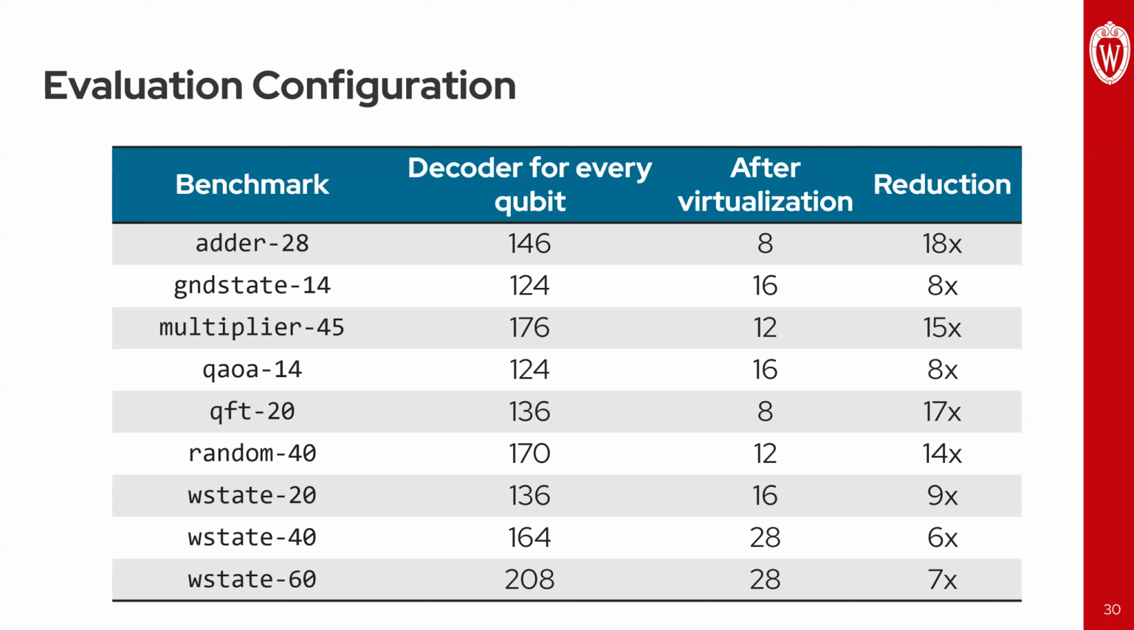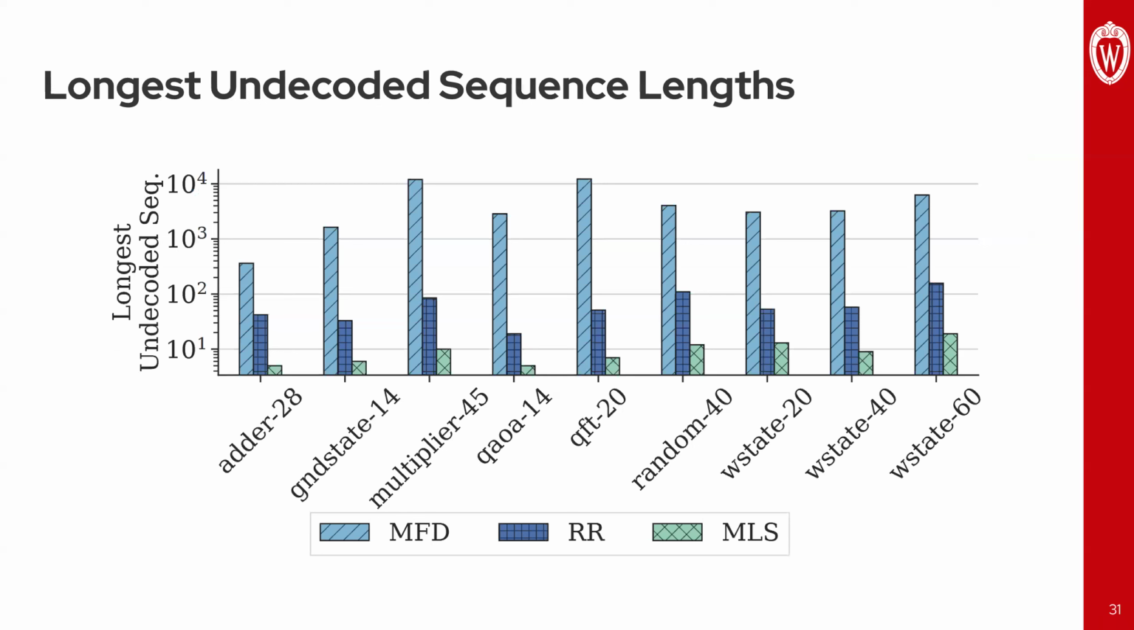So this is an overview of the results, but why does this happen? Let's look at the longest period for which syndrome remains undecoded. Here I have all the three scheduling policies that I introduced earlier. The MFD policy is terrible because it basically ensures that some logical qubits always get decoded while others are actually starved of decoding. As a result, the MFD policy results in very long undecoded sequences. And as you'll see in the next slide, this translates to higher memory requirements.